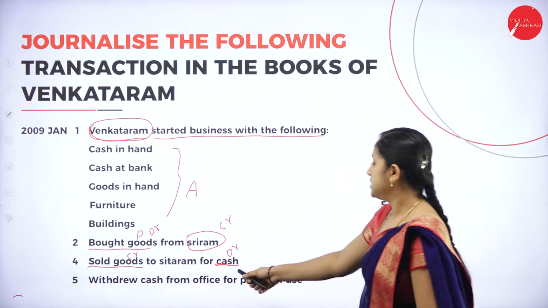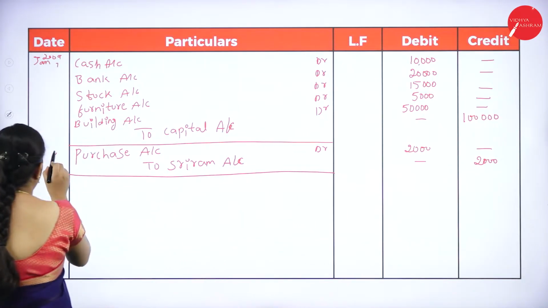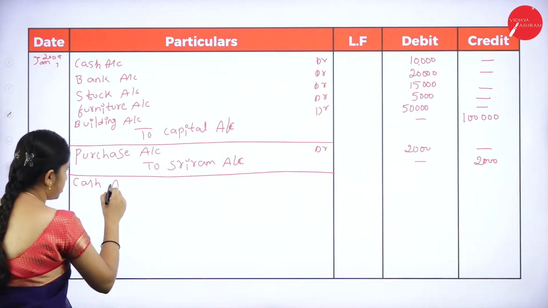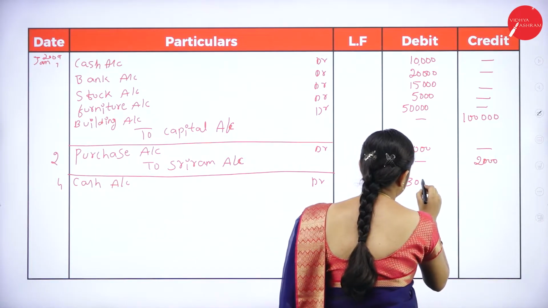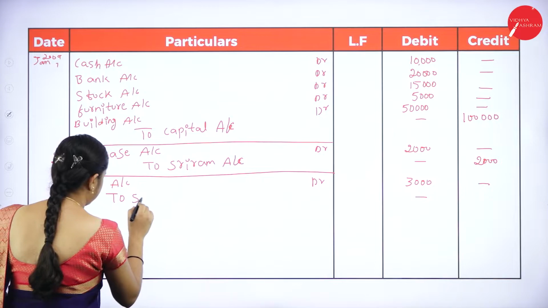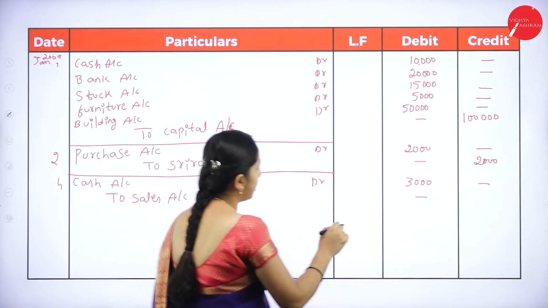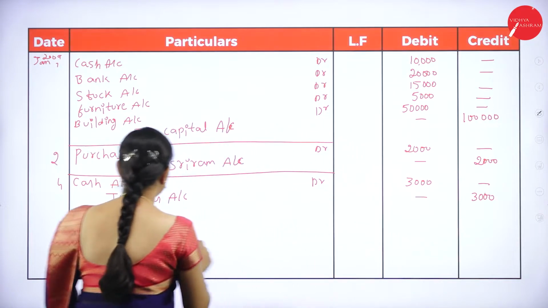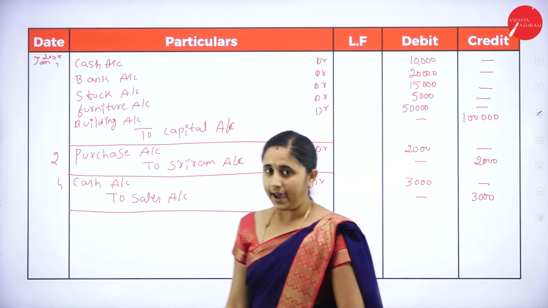Cash account debit to sales account of rupees 3000. On the 4th, you made a sale and received cash. Cash account debit to sales account of rupees 3000. I'll write the narration as: being goods sold for cash.